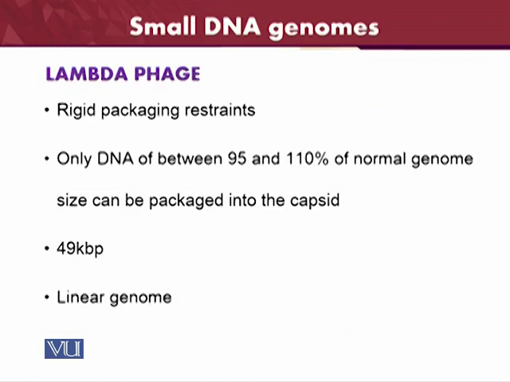Then the lambda phage. Packaging restraints are very important for the lambda phage. Only DNA of between 95 to 110% of the normal genome can be packed inside the capsid of the lambda phage. It is about 49 kilobase pairs in size, and the genomes are linear, not any other form.